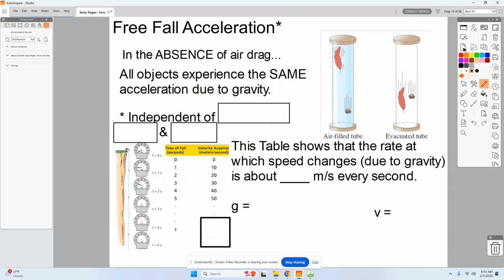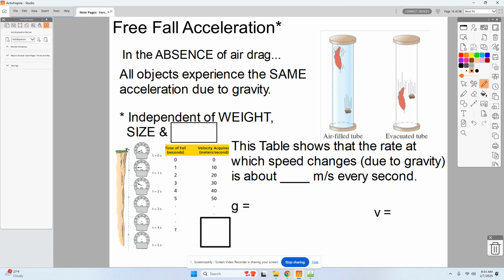The asterisk on it means that you're not going to have to do the math of free fall acceleration on quizzes. It would just be on the project. In the absence of air drag, all objects experience the same acceleration due to gravity. It is independent of the weight of the object. Doesn't matter if it's a feather, a bowling ball, or a truck. They're going to accelerate equally, independent of the weight.